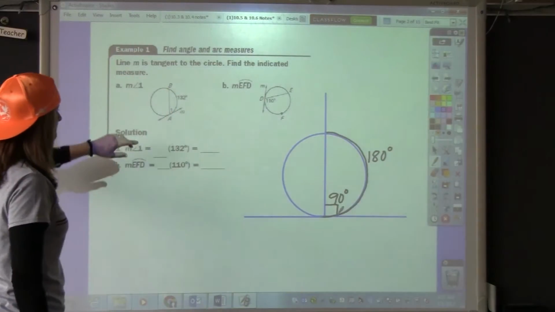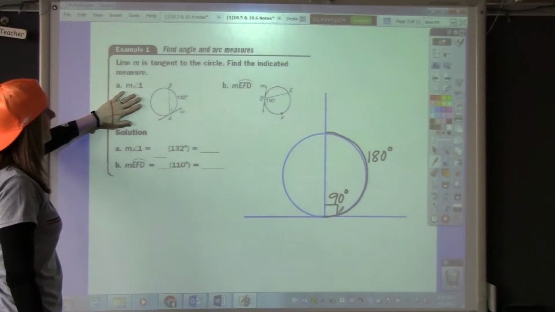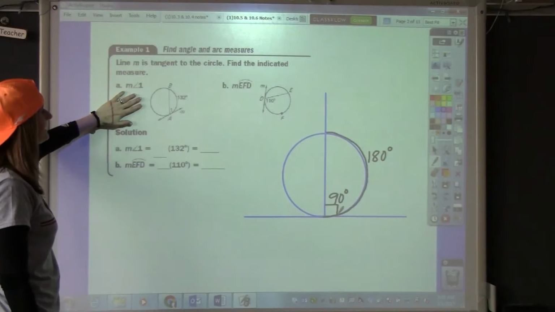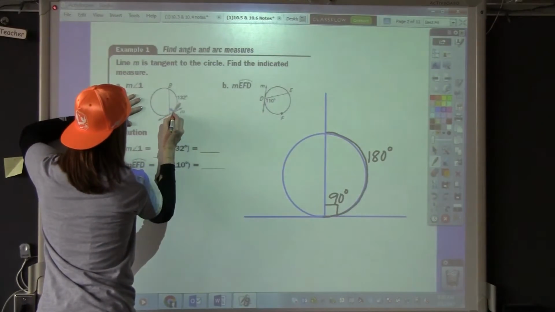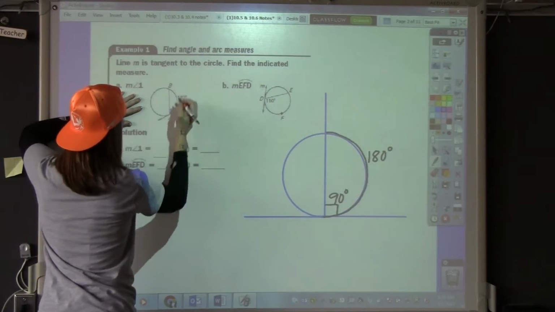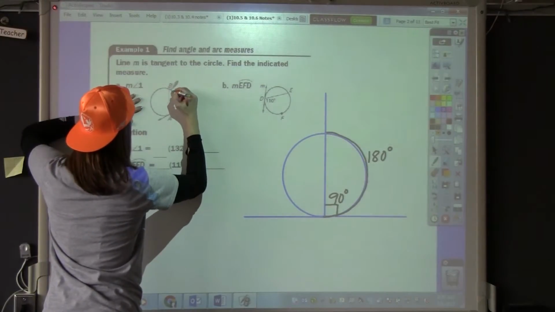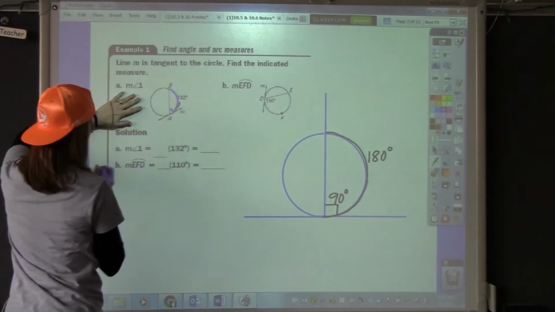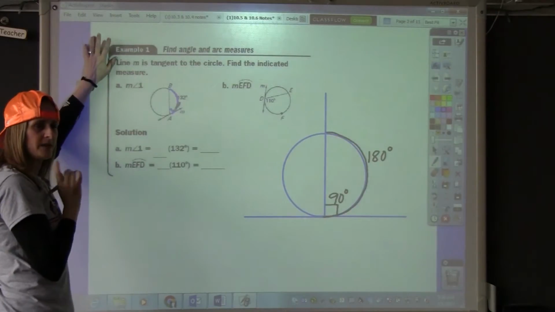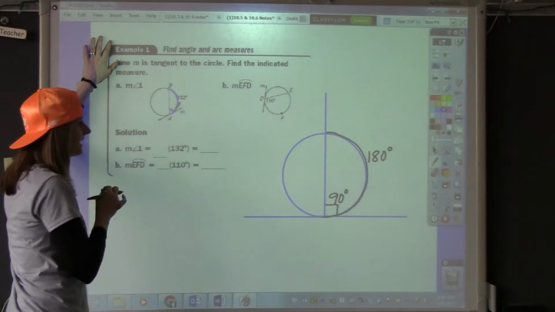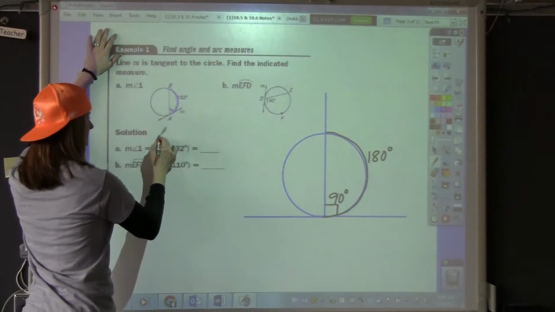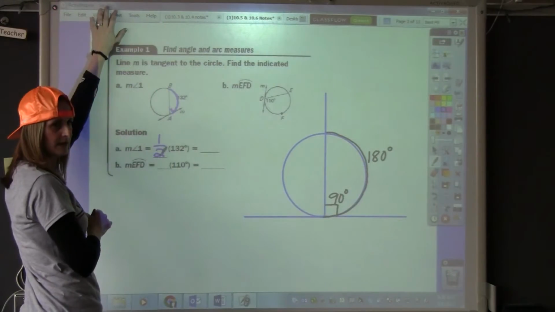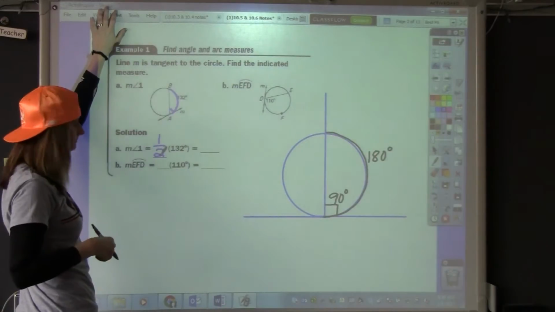Okay, so line N is tangent to the circle. Find the indicated measure of angle 1. So what's the relationship between the angle and its intercepted arc? We know the arc is 132. So what are we going to do with that 132 to find the measure of the angle? We're going to divide by 2, or we can cut in half. Either way, same thing. And what do you get?